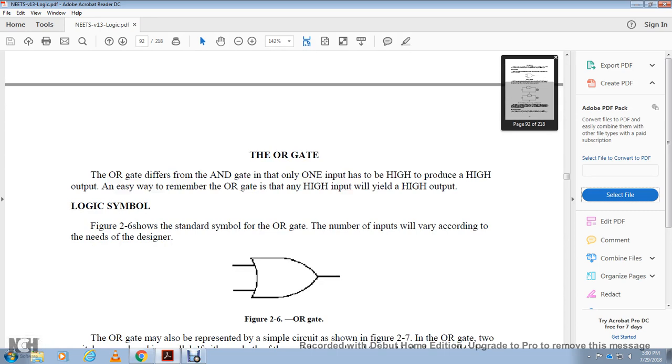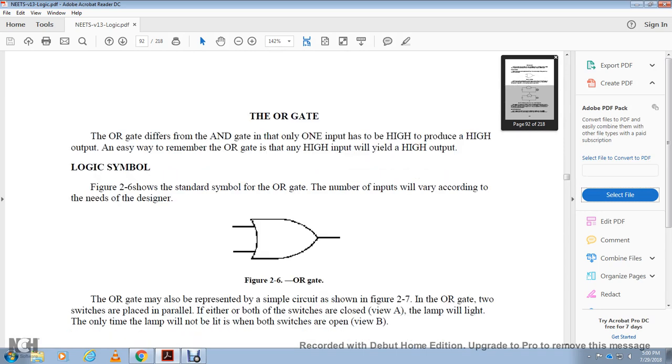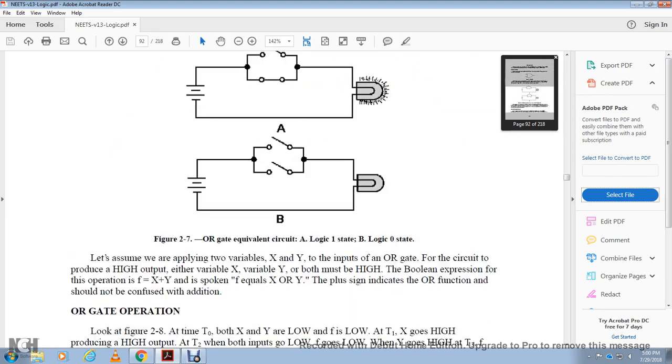The OR gate symbol has a concave input side. The OR gate may also be represented by a simple circuit, shown in view A, with two switches in parallel. If either of the parallel switches is closed, the lamp will light. The lamp will not light when both switches are open. View B.